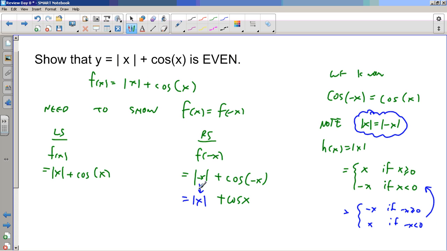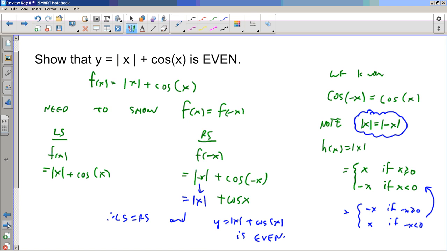And one way for us to think of it is this is always going to be positive, and so is this. So they are the same thing. Therefore, left side equals right side, and y equals absolute value of x plus cos x is even. And we've proven it.